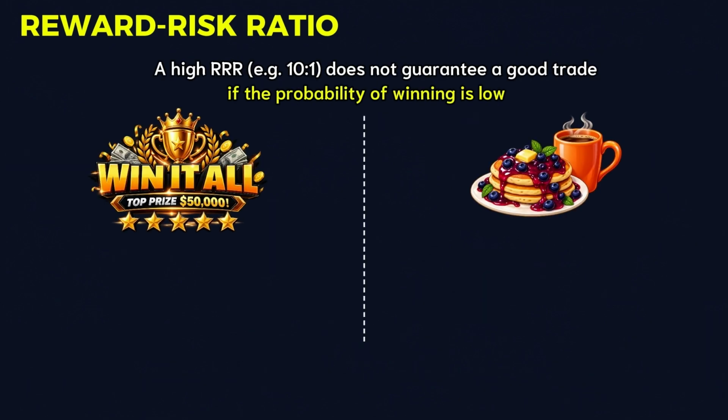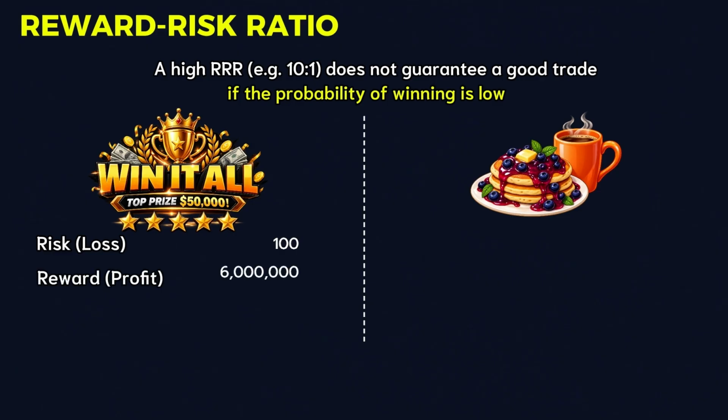Suppose one lottery ticket costs 100. That 100 is our risk. If we win the first prize, we expect to make a profit of 6 million baht. In this case, our reward-risk ratio is 60,000 to 1. That's an incredibly high reward-risk ratio.